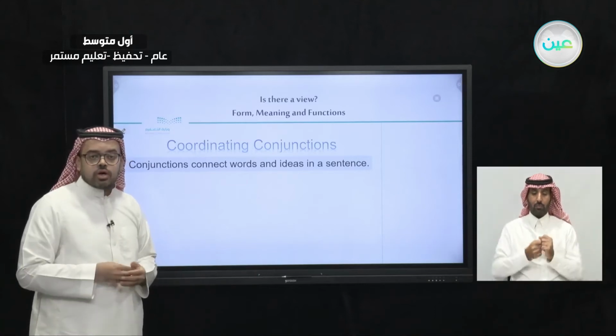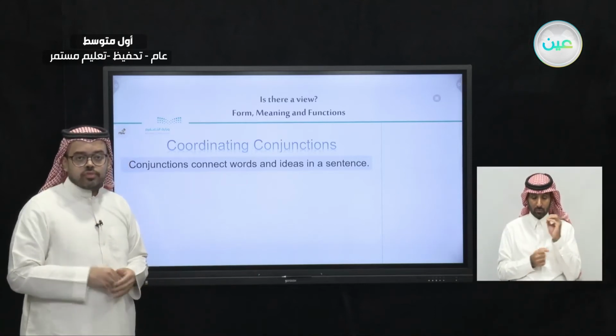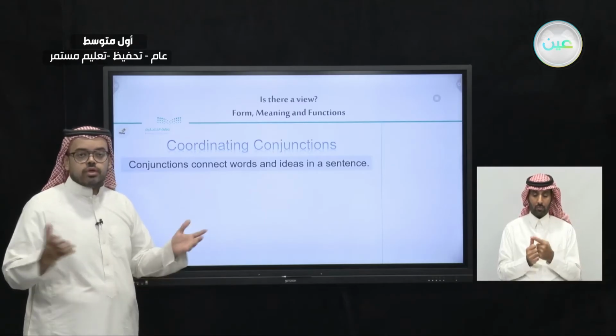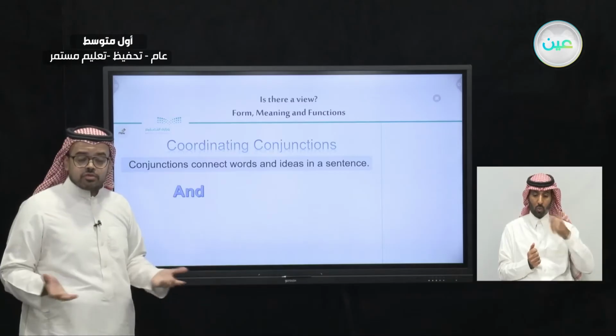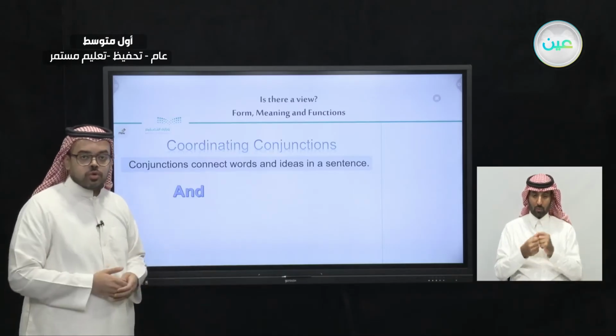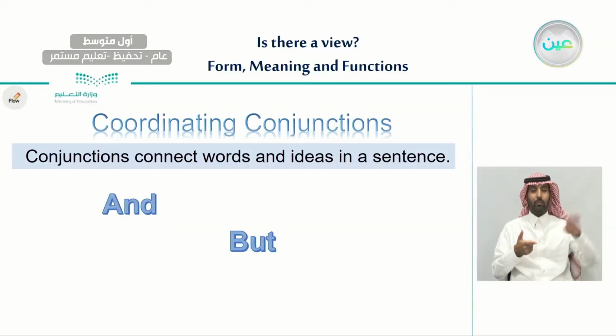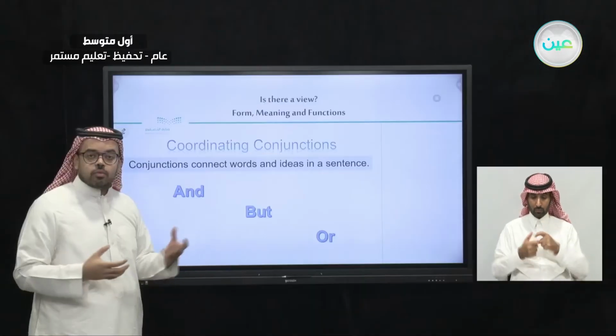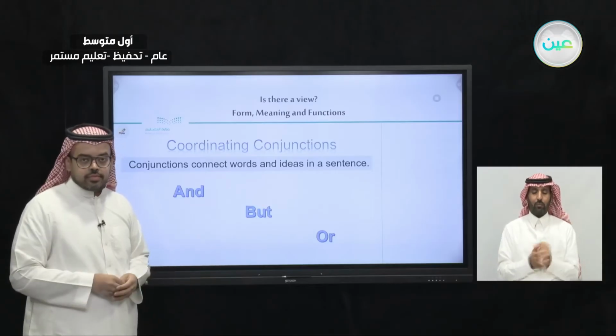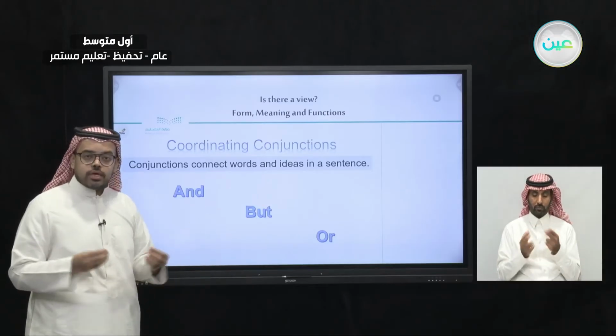And today we're going to learn only 3 of them. The first one, which we already know, is and, the second conjunction word is but, and the third one is or. So here we have 3 conjunction words that we use to connect words and ideas. So let's talk about them in a little more detail.